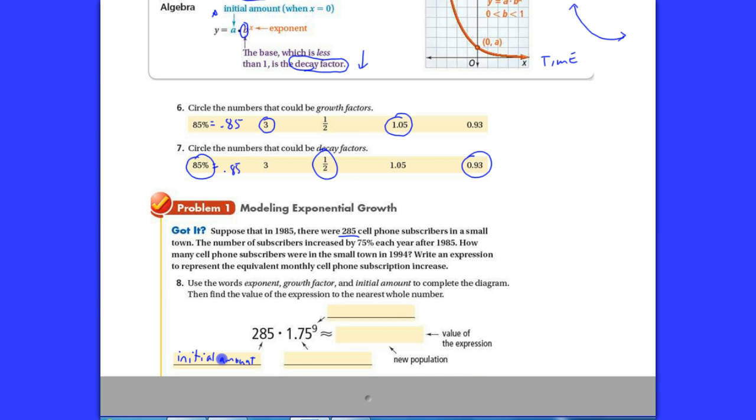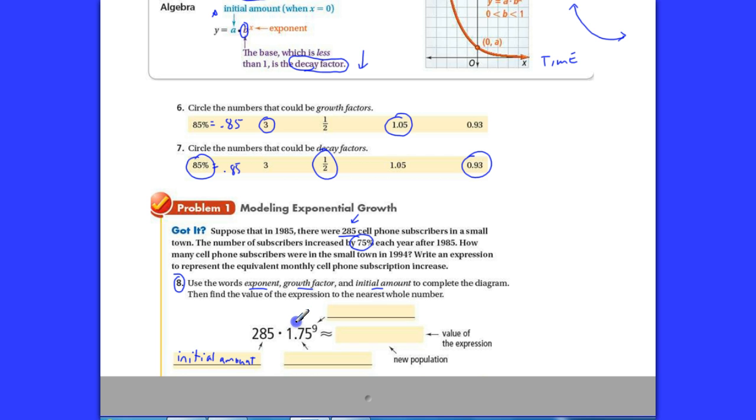All we're doing right now on number 8 is they're asking us to use the words exponent, growth factor, and initial amount to complete this diagram. Well, the initial amount was 285 because that's what they started with. They started with 285 cell phone subscribers. All right. Now, it increased 75% each year.